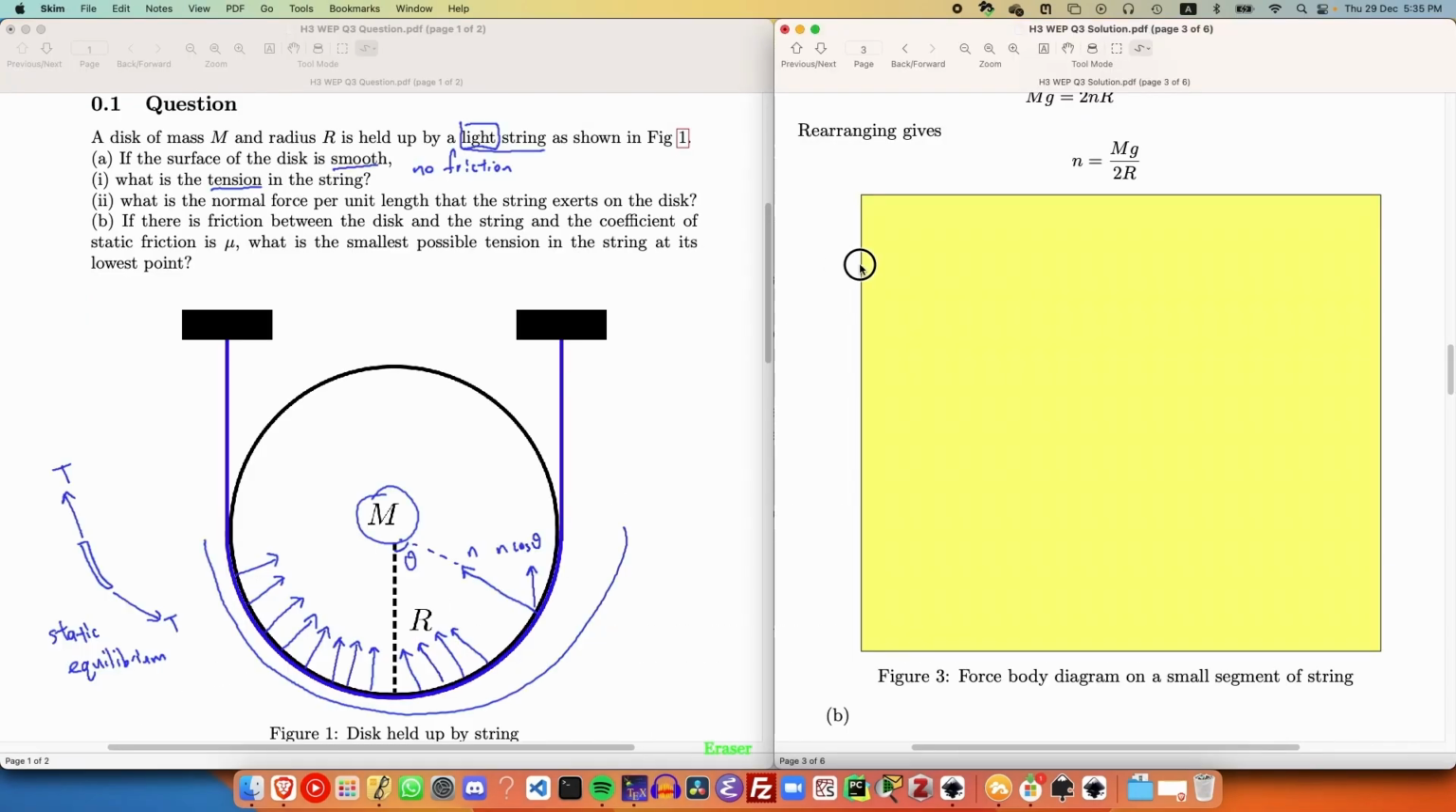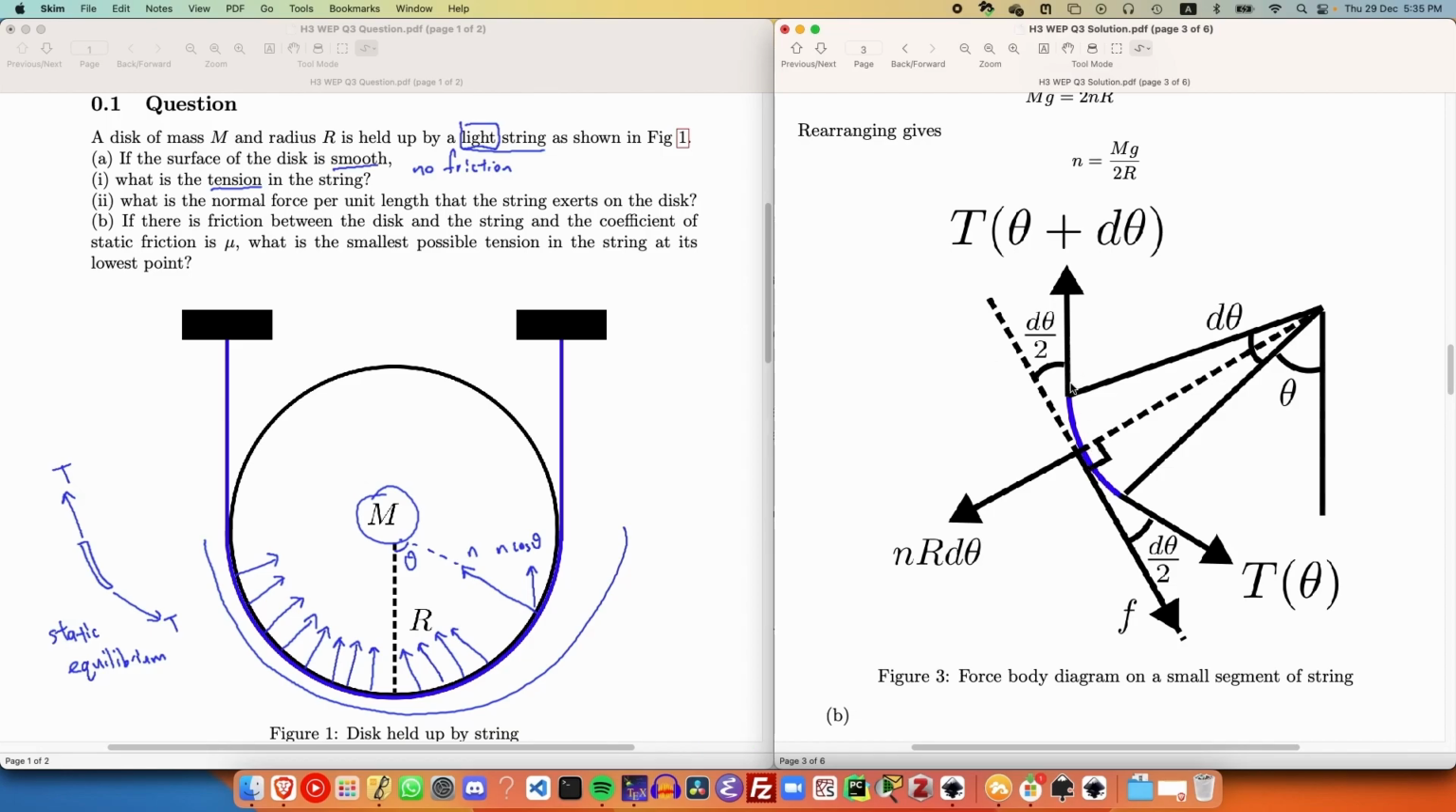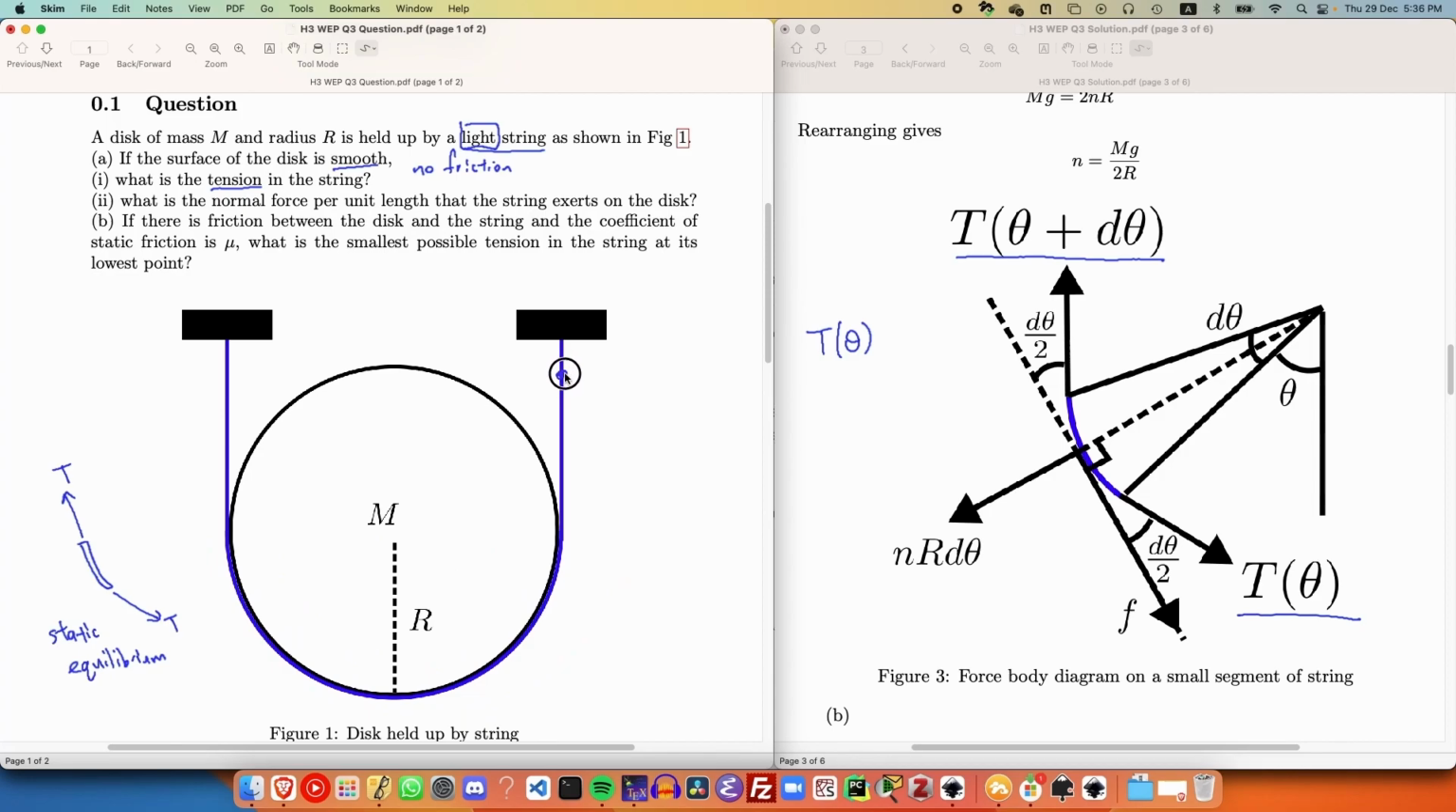Now the first step is to consider the force body diagram on each segment of the string again, but this time the tension throughout the entire string is no longer constant. Hence, tension is now a function of theta, and it varies throughout the string. Of course, we know that tension over here is still mg over 2.